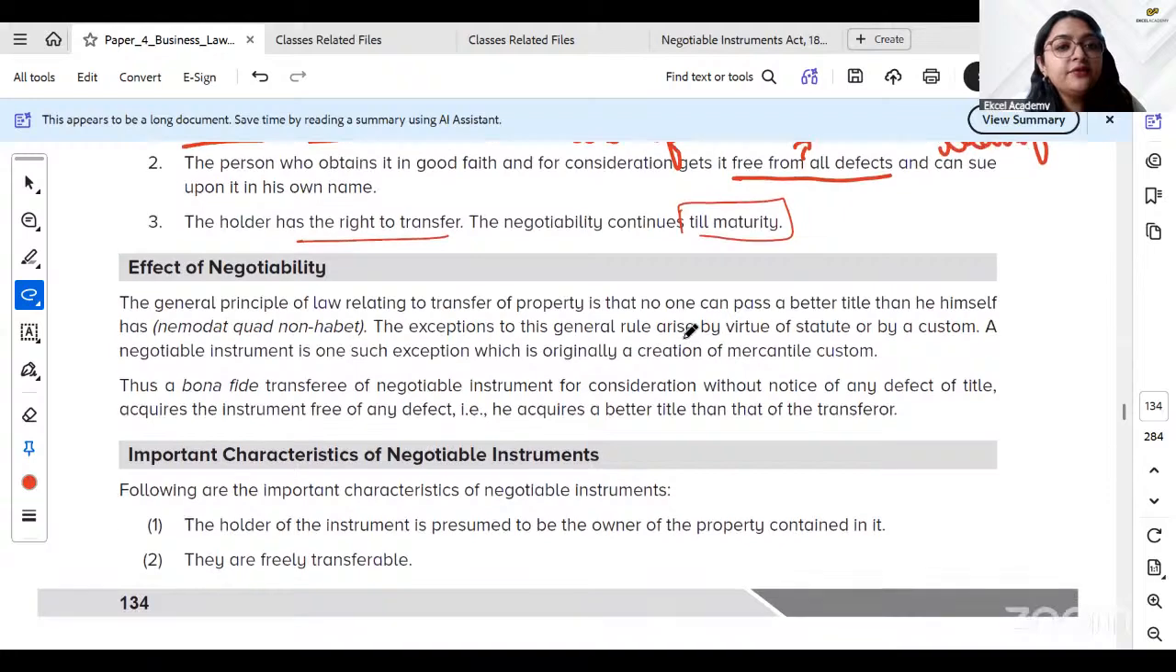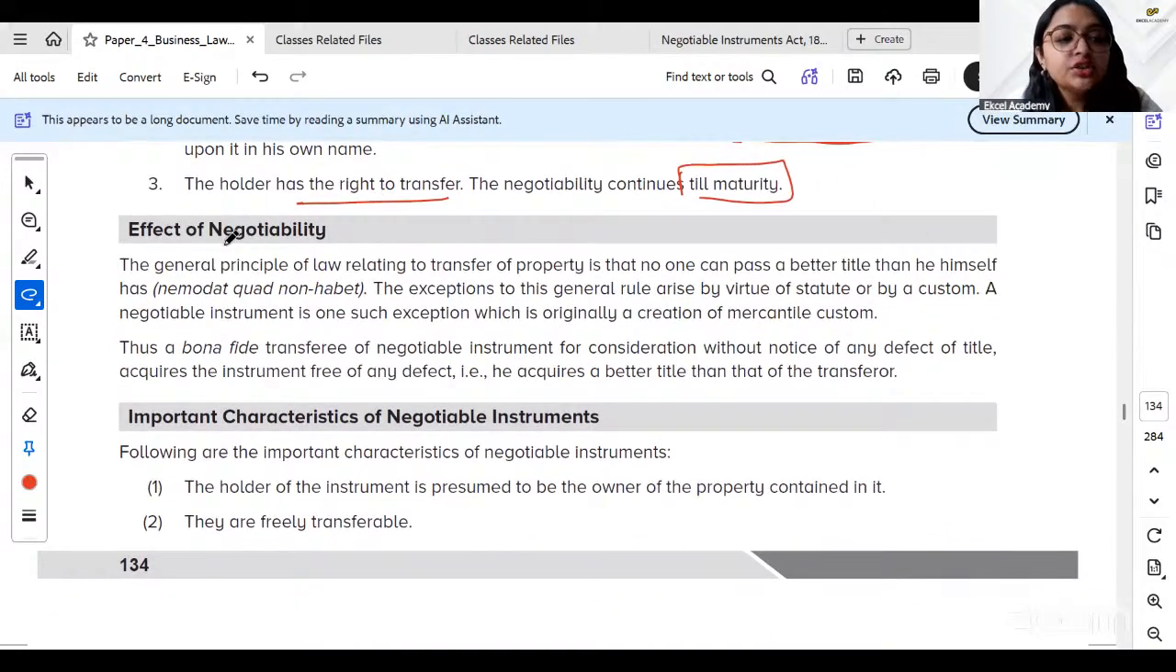All right, effect of negotiability. The general principle of law relating to transfer of property is that no one can pass a better title than they have themselves: nemo dat quod non habet. We just studied this in the Sale of Goods Act as well. The exception to this general rule arises by virtue of statute or by custom. A negotiable instrument is such an exception.